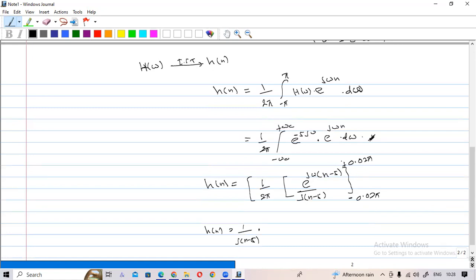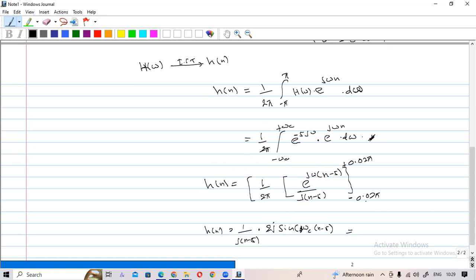If this is minus omega c to plus omega c, if we apply the upper limits and lower limits, e to the power j omega c (n minus 5) minus e to the power minus j omega c (n minus 5). So it is just like e to the power j theta minus e to the power minus j theta, so it will be 2j sine theta. Here the sine theta will be omega c (n minus 5). Sorry, j is not there. Yesterday we have done this, in Monday and Tuesday classes, so you already know this.